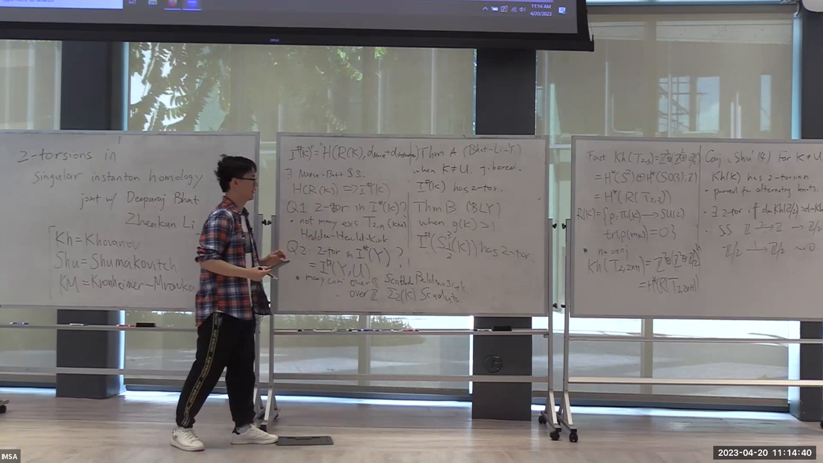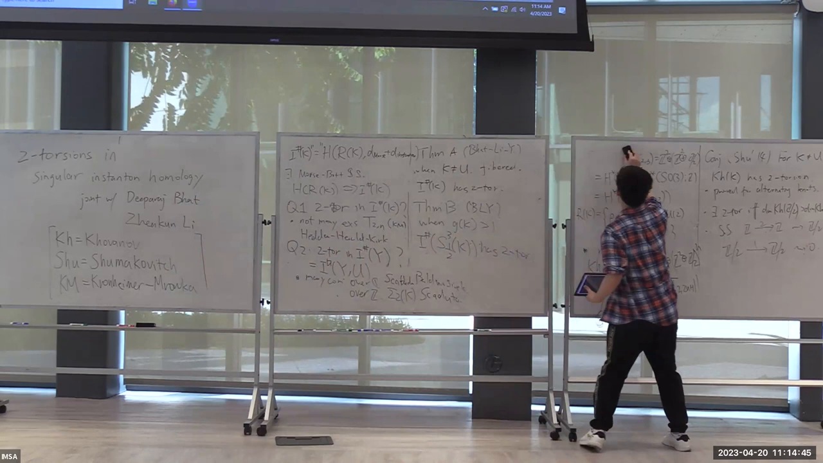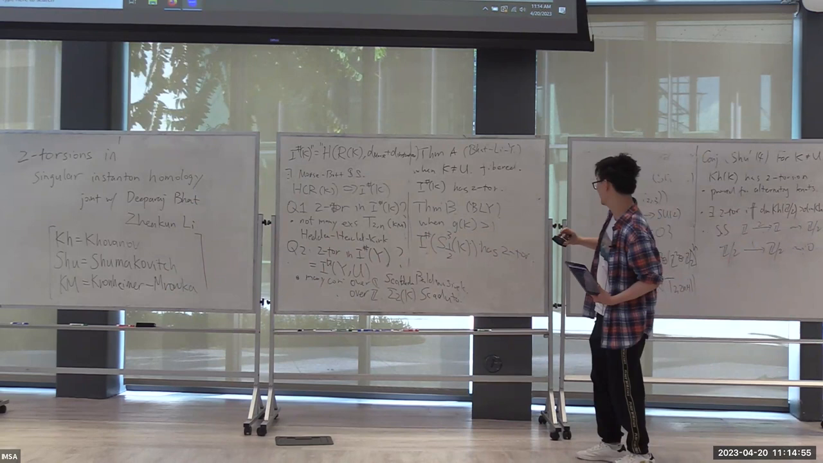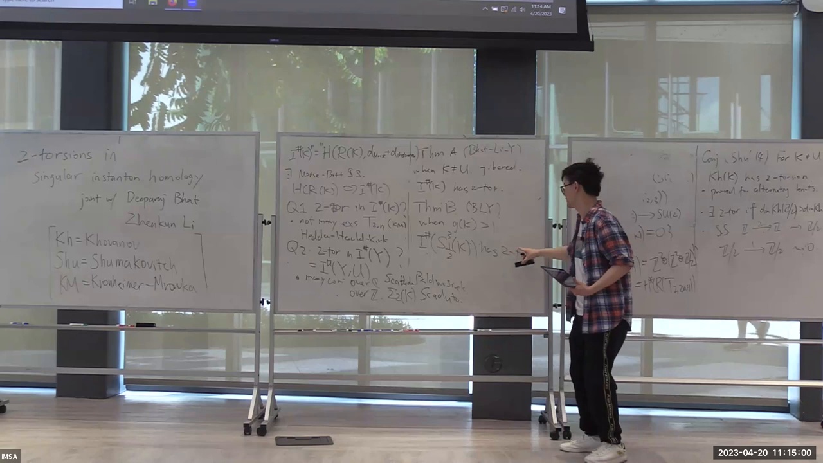Okay, so then there are some remarks about these two main theorems. Sorry, what is the last line? The last line: the half surgery on the knot K has two torsion.